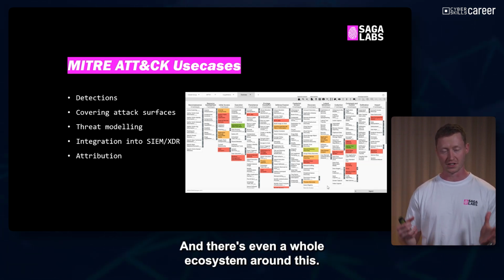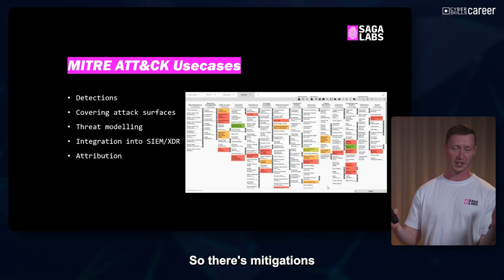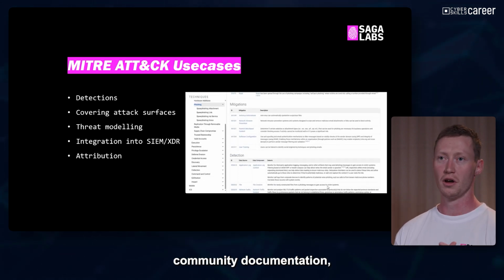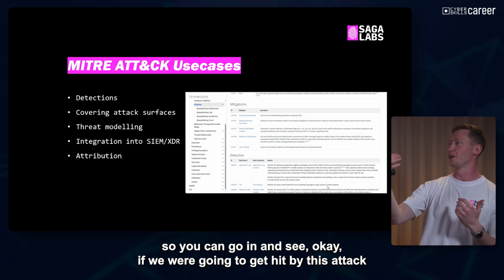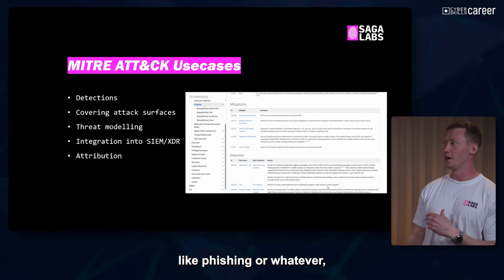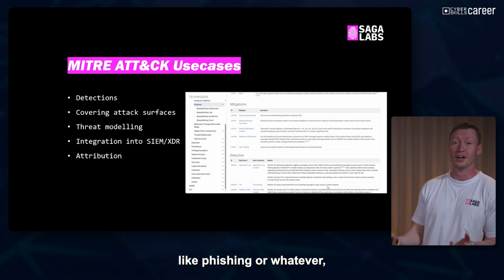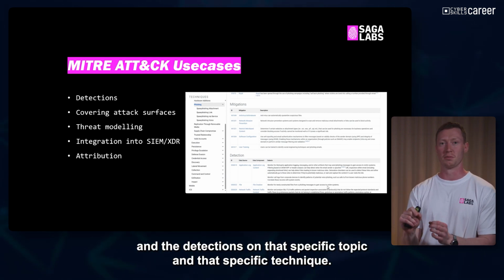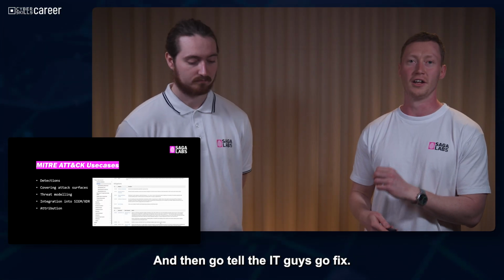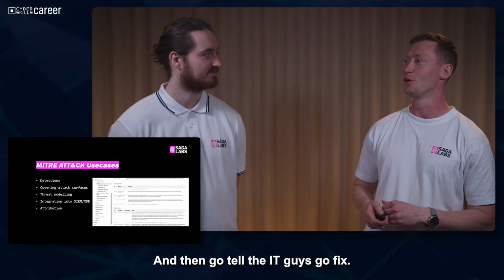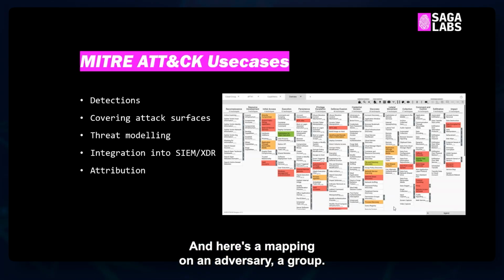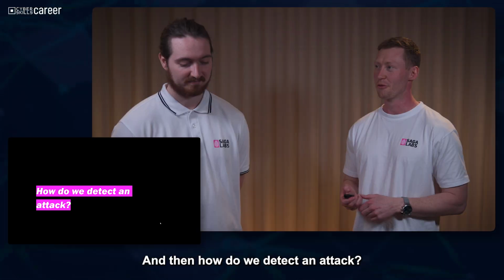And there's a whole ecosystem around this. So there are mitigations and detections in their community documentation. So you can go in and see, okay, if we're going to get hit by this attack, like phishing or whatever, you can go in and see the mitigations and the detections on that specific topic and that specific technique. And then go tell the IT guys, go fix. Exactly. And here's a mapping on an adversary, a group. And then, how do we detect an attack?